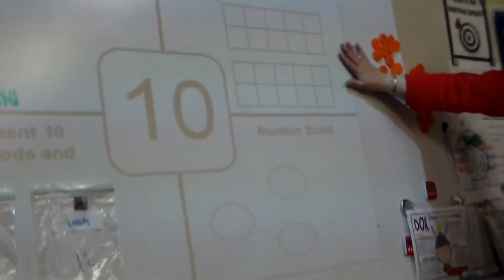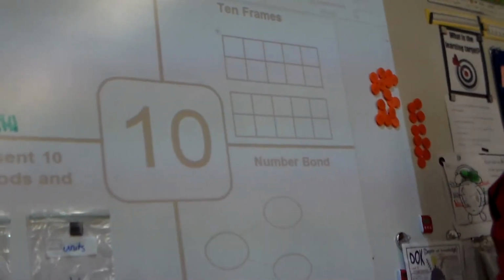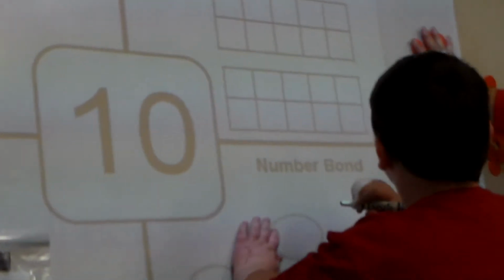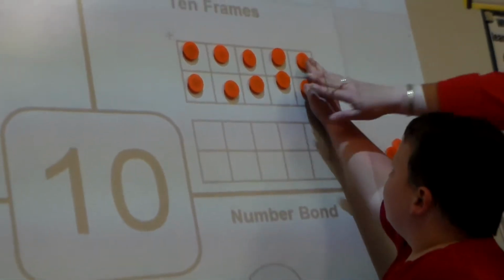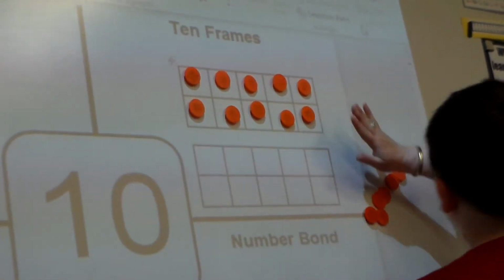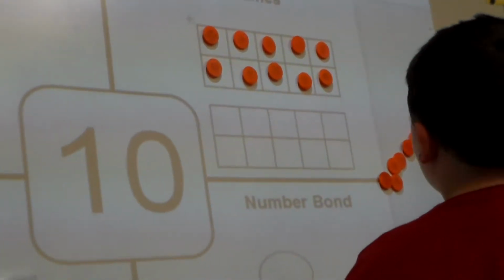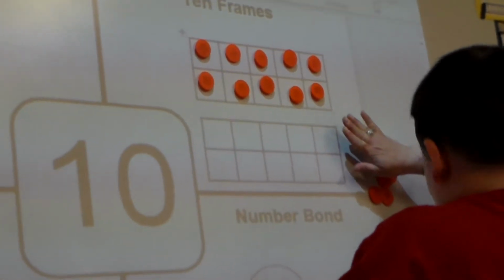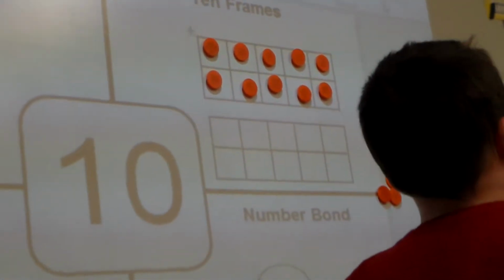Can you come up and show us the tens frames? How to represent 10 on the tens frames. Okay, Gage, we have 10 on our tens frames. How many more would we need, Gage, to reach the next 10, to reach 20? 10.